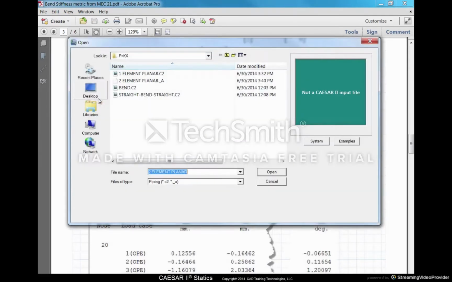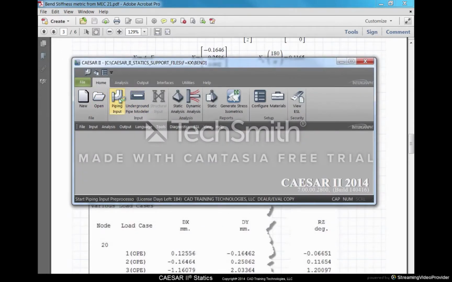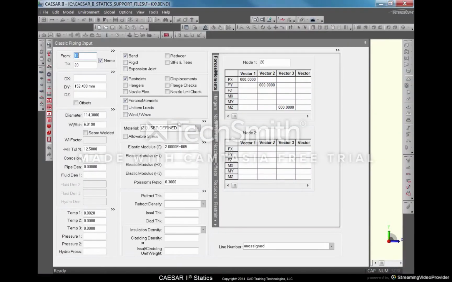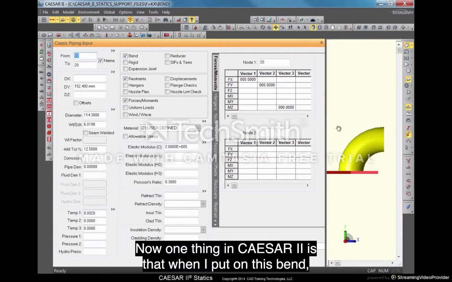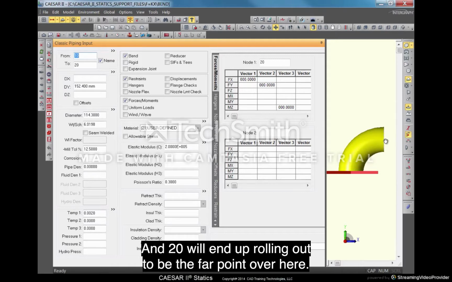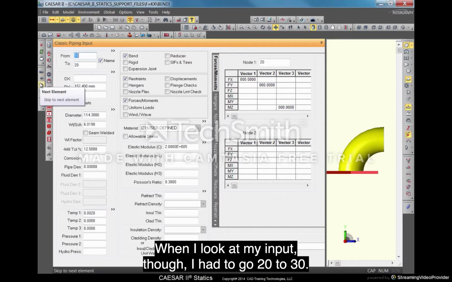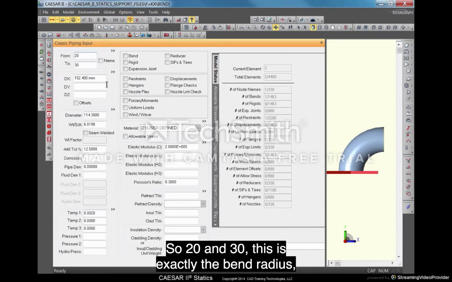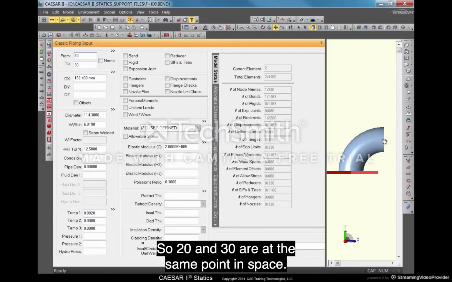I'm going to open up the model called bend. Look at the input of that. Now, one thing in Caesar 2 is that when I put on this bend, I just have a pure bend. Again, 10 to 20 is the vertical run, and 20 will end up rolling out to be the far point over here. This is no 20 as far as I'm concerned. When I look at my input, though, I had to go 20 to 30. So 20 and 30, this is exactly the bend radius, 152.4 millimeters. So 20 and 30 are at the same point in space.